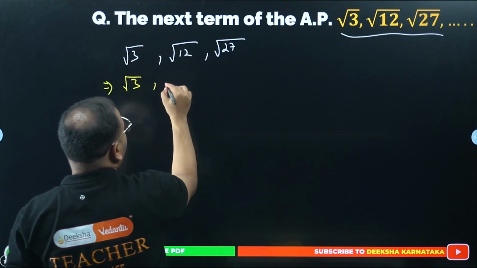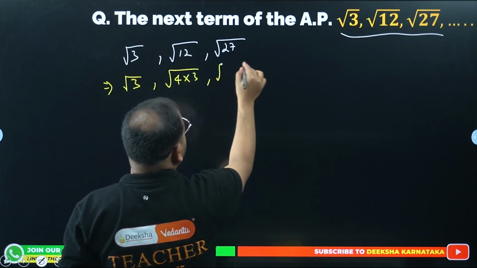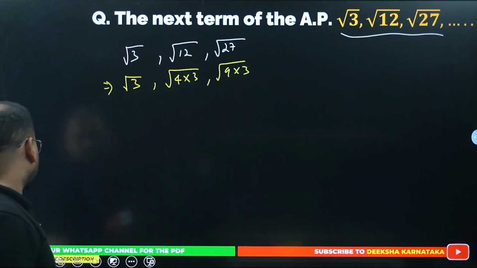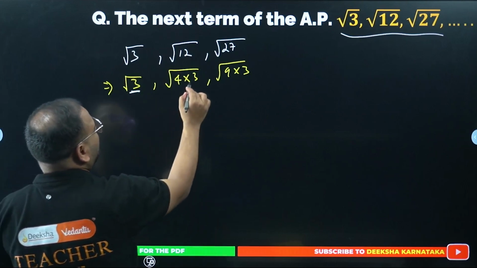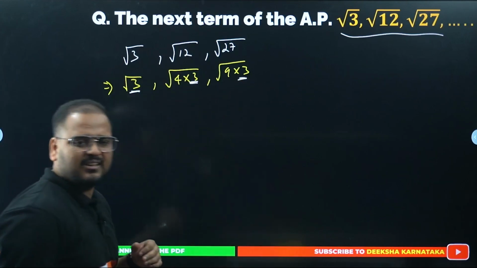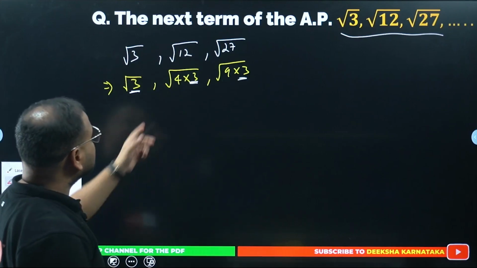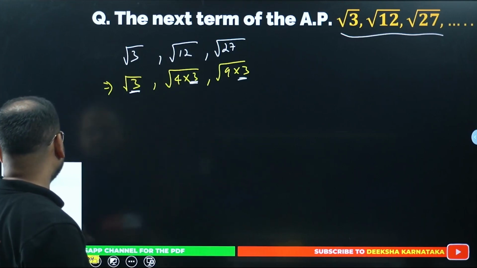What about root 12? Yes, sir, I can write it as 4 into 3. Next, this as 9 into 3, sir. Why into 3 are we doing? Because the first term is root 3 only, so I can keep consistency. Also, since the factors 4 and 9 that I'm taking are perfect squares, I can take them out.